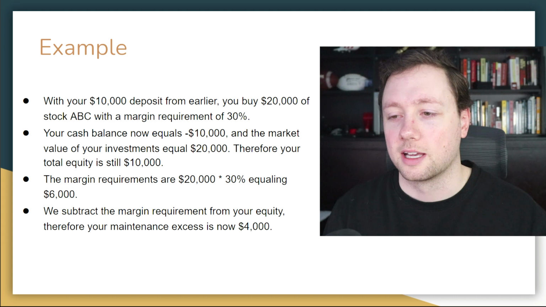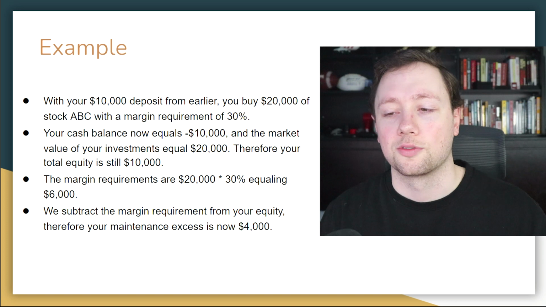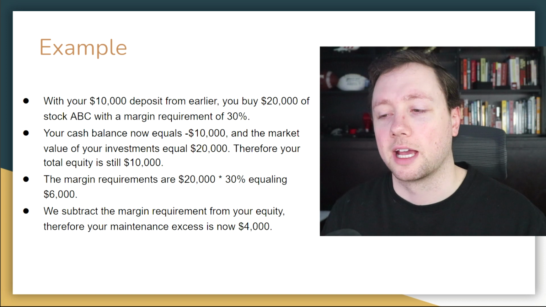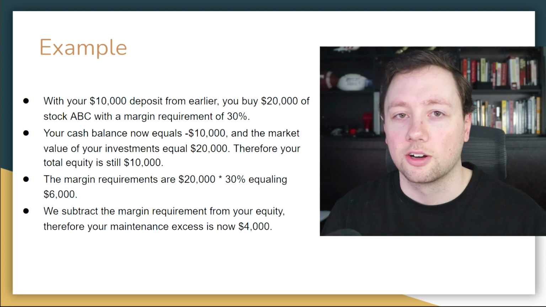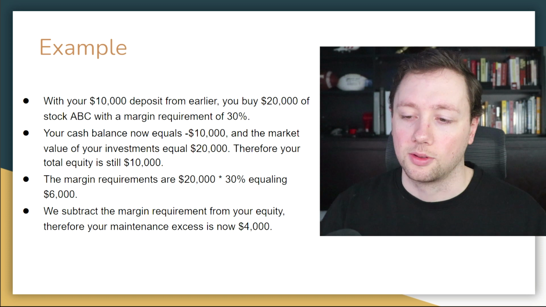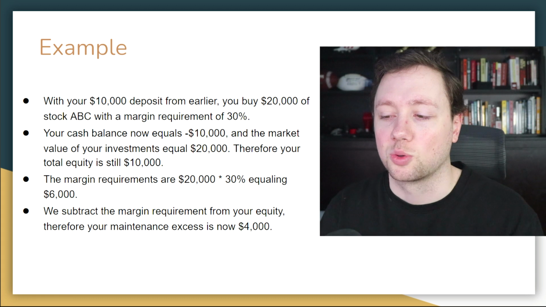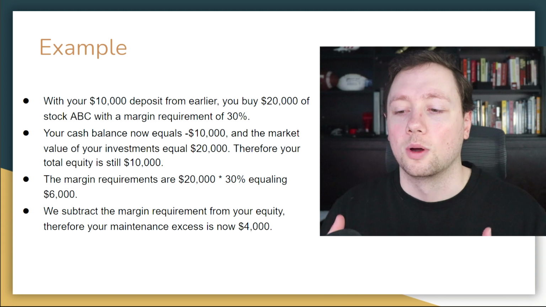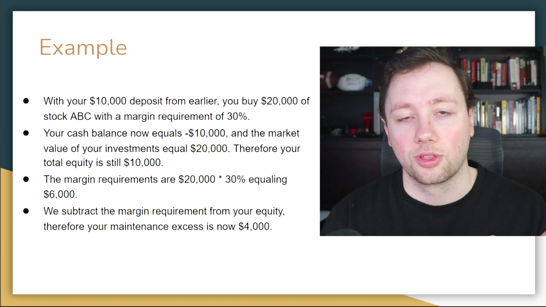Now, the next step here is that with your $10,000 deposit from earlier, you go out and buy $20,000 worth of stock ABC that has a margin requirement of 30%. Your cash balance is now negative $10,000, and the market value of your investment equals $20,000 because you just bought it today. Therefore, your total equity after you do the 20 minus 10 is still $10,000 because you just made those transactions today. The margin requirement for that stock is 30%, and you bought $20,000 worth of it. Therefore, the margin requirement is $6,000. When we subtract the margin requirement from your equity, your maintenance excess is now $4,000.